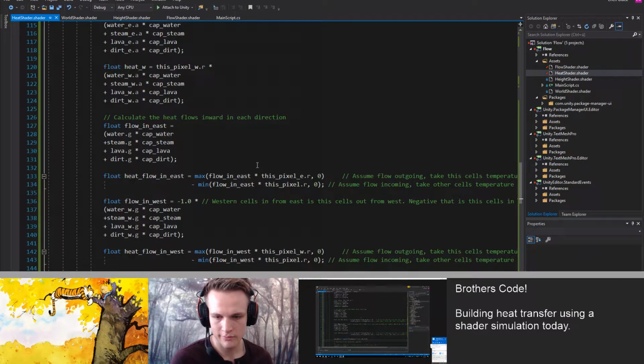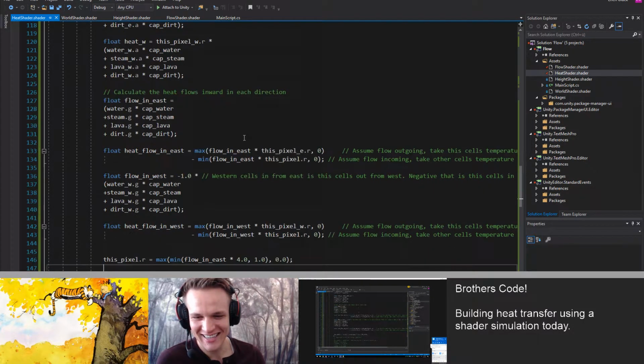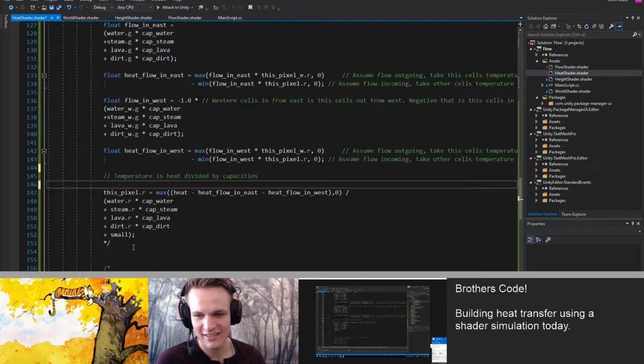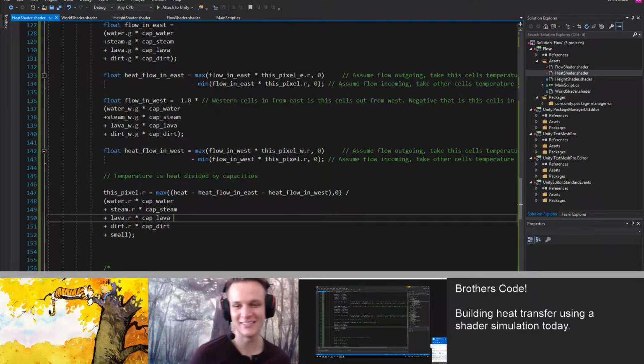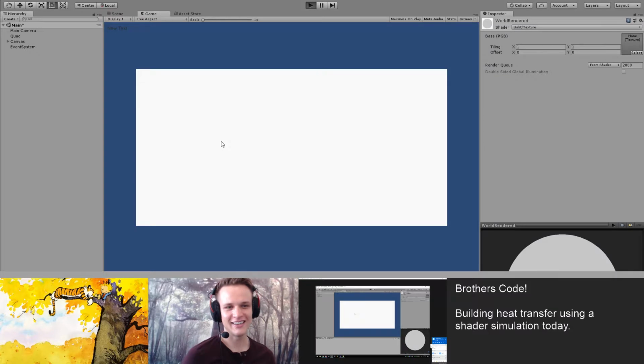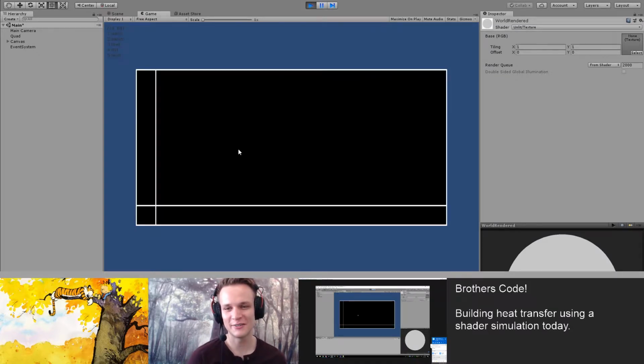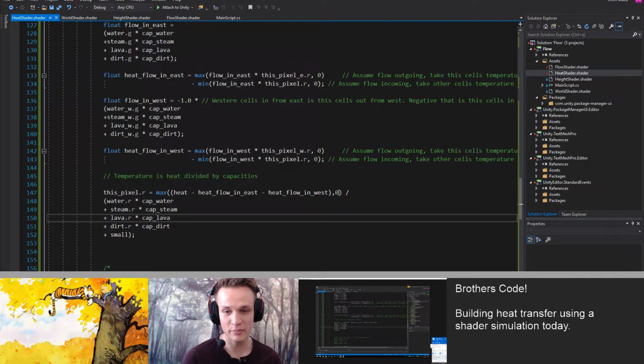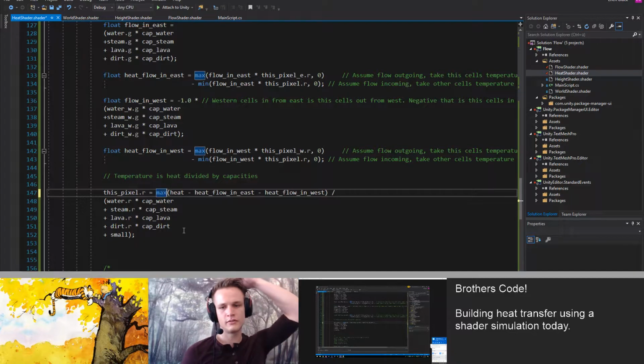I feel like this should just work. Let's try it. I guess we haven't just done this in a while. Yeah, let's see how much blue we get. And you know what's gonna happen? We didn't get blue. Wait, okay, we're maxing that with 0, which shouldn't matter because it should never be negative anyway.